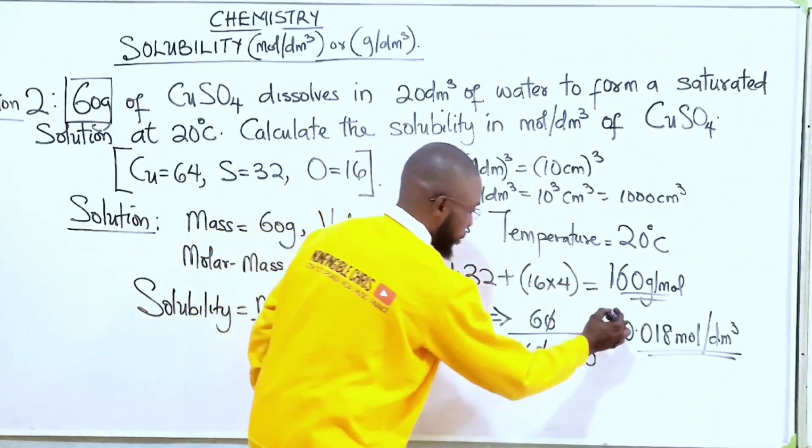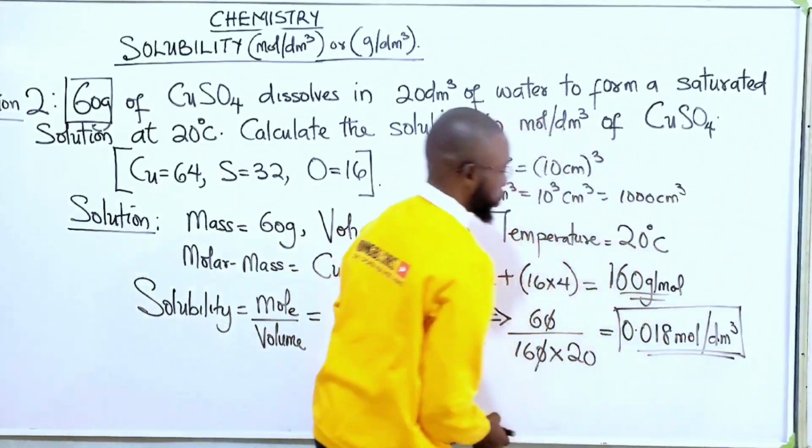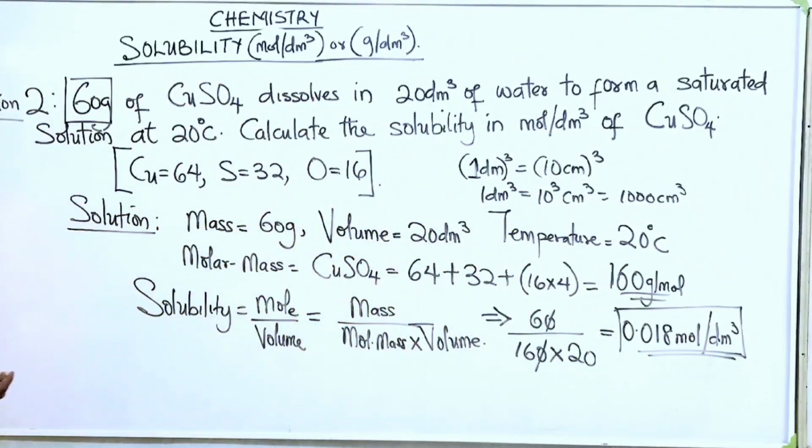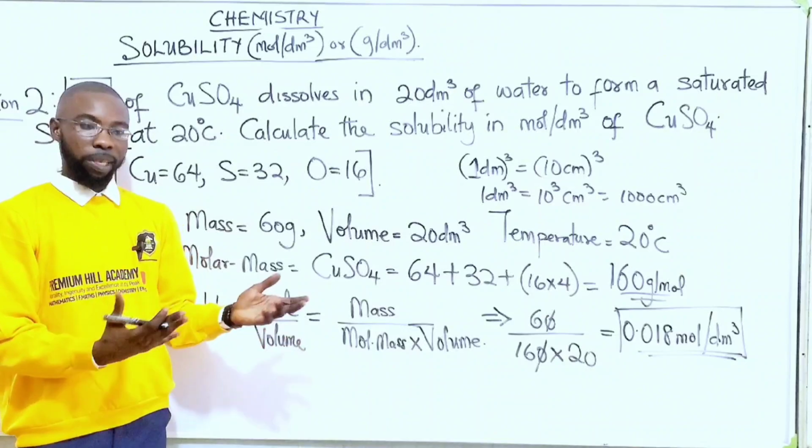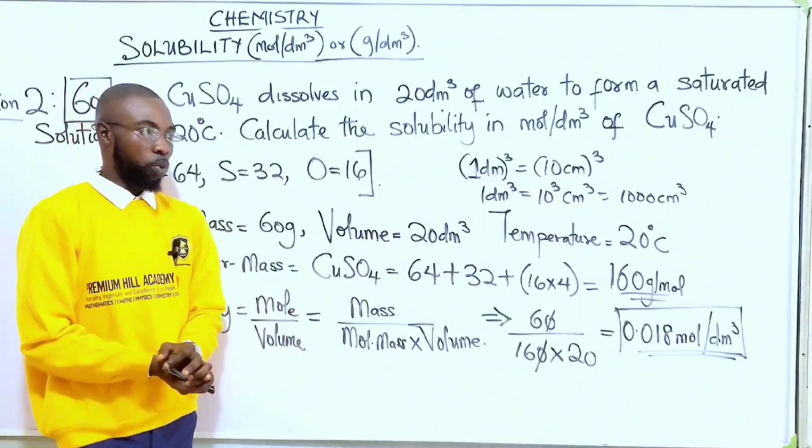This is our answer, right? 0.018 mole per dm³. So that's the solubility needed to saturate that. So looking at this, very easy, right? There's no big problem to this. Try and look at it carefully, iterate it, solve it, and then you see how we go about this.